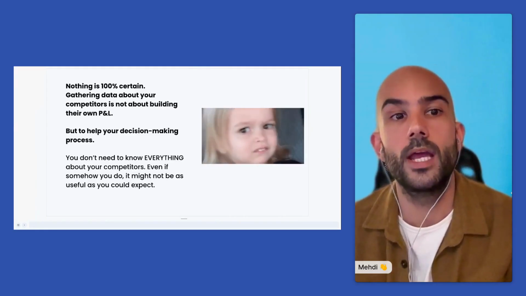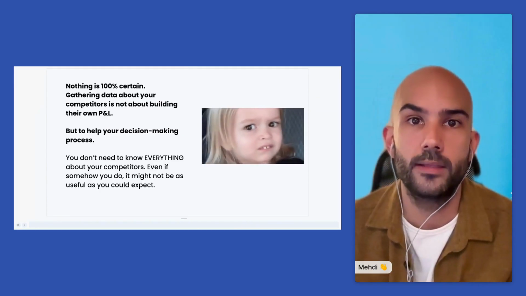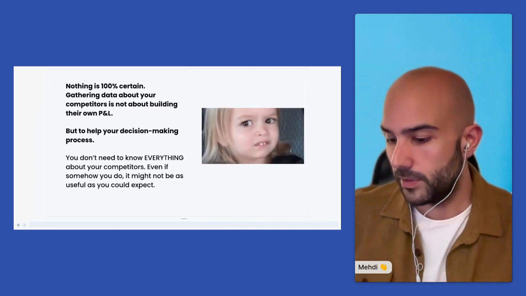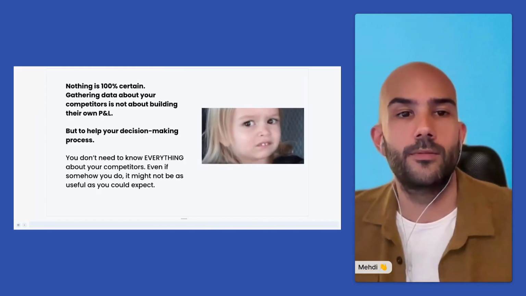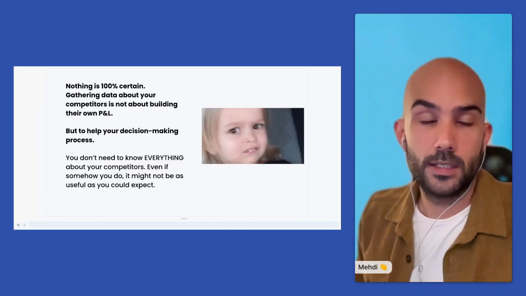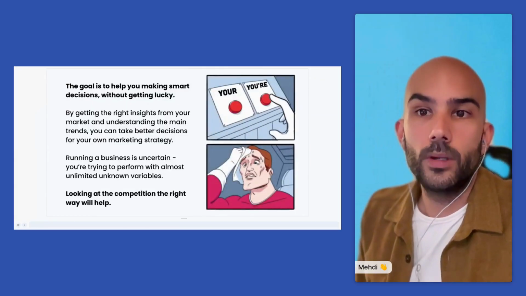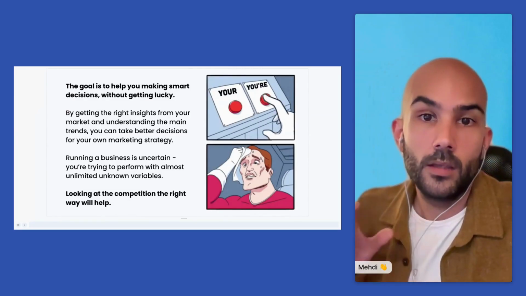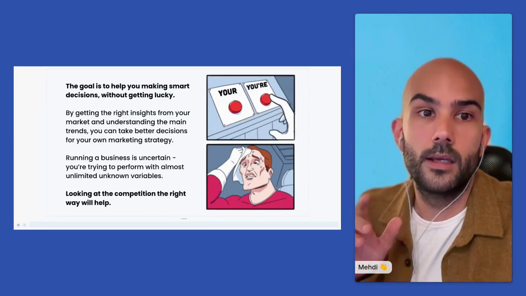You don't need to know everything about your competitors. You need to know what matters for you in order to take the right decision when you have to take a complex decision. Even if at some point you are able, because you know someone or whatever, to get a lot of data about a specific company that is a competitor of yours, you'll see that it actually doesn't really matter and you'll just be swamped with the data. The real goal of competitive intelligence, of tracking your competitors the right way, is to help you make smart decisions without getting lucky.